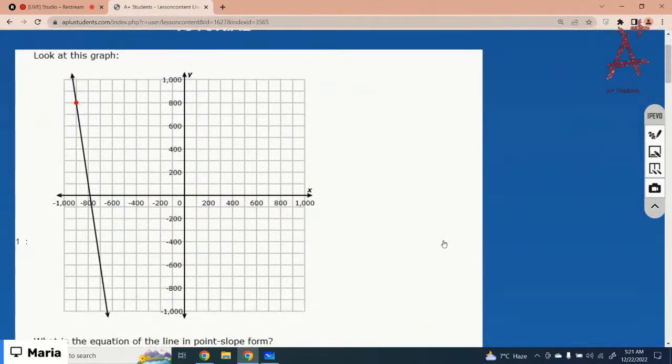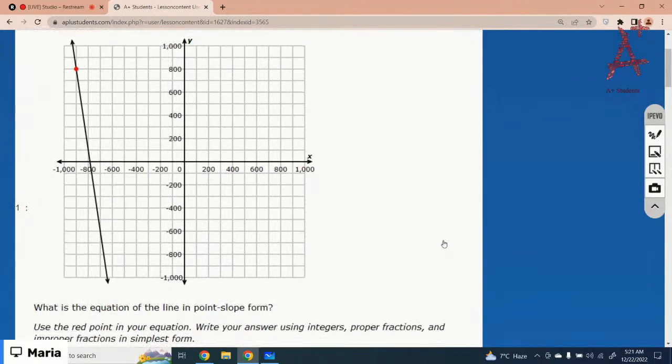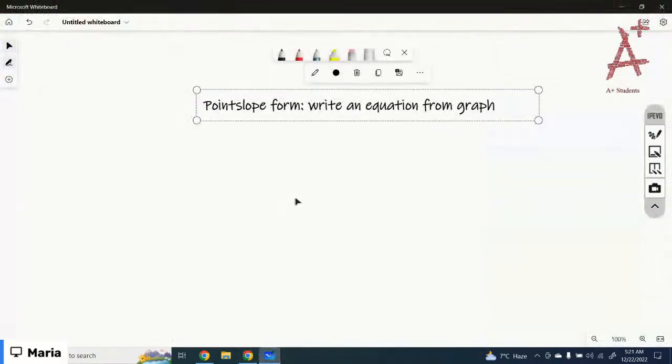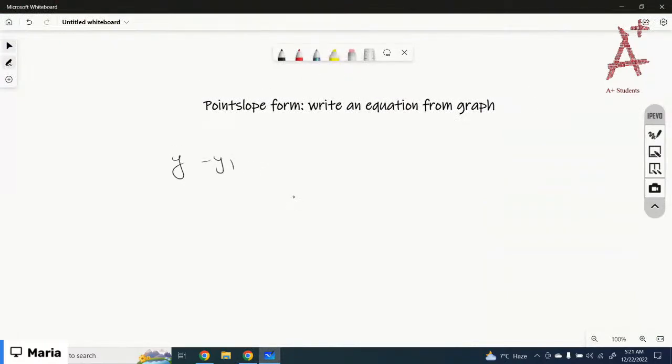Okay, look at this graph. What is the equation in point slope form? So the point slope form of the equation is y minus y1 equals m times x minus x1. That means you need two things, the slope m and the point (x1, y1). Got it? So let's just look at the graph.